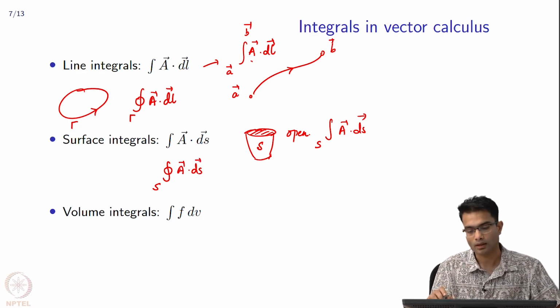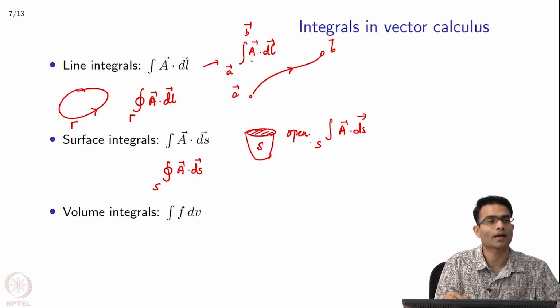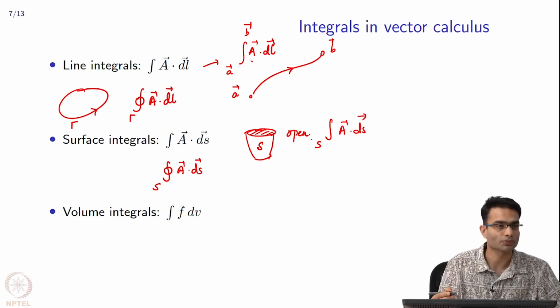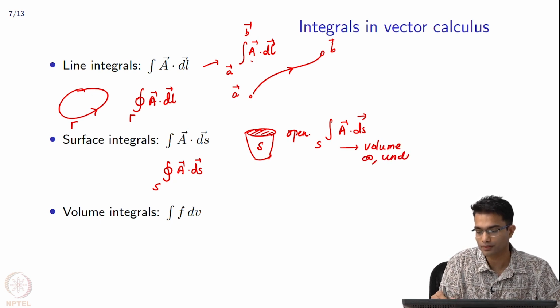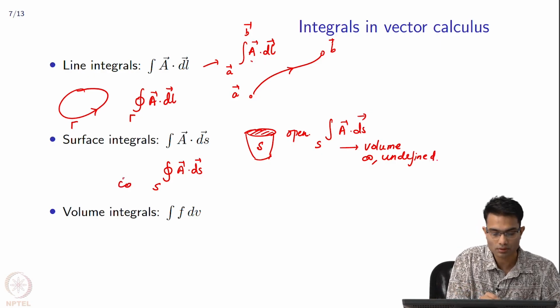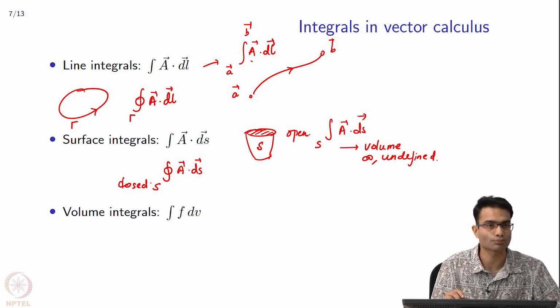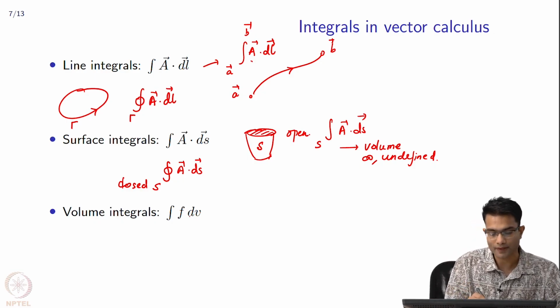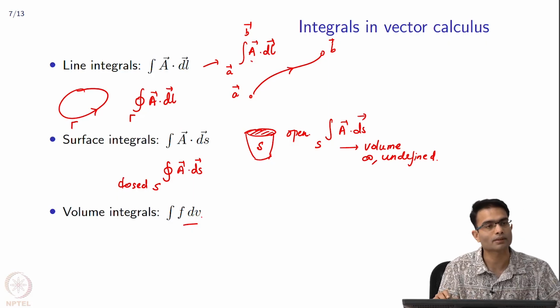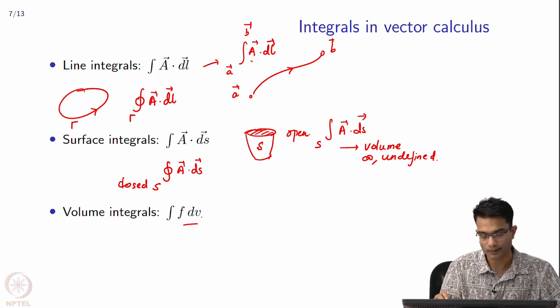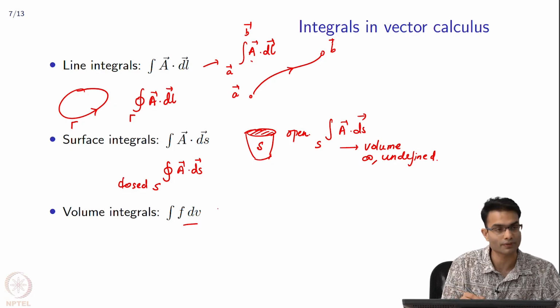For an open surface, I cannot talk about how much volume it encloses. So the volume is either infinite or undefined. But a closed surface encloses a certain finite amount of volume. That is important to remember. And finally, the other kind of integral that we come across is a volume integral. There is not much different here, it is just integration over a closed volume V.